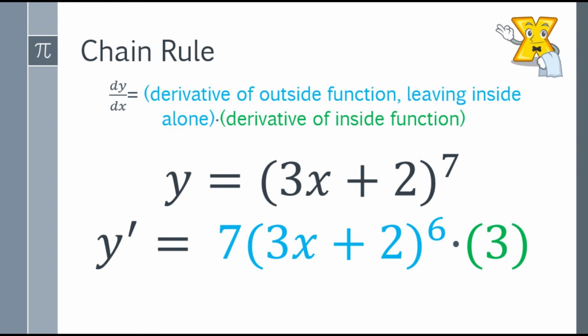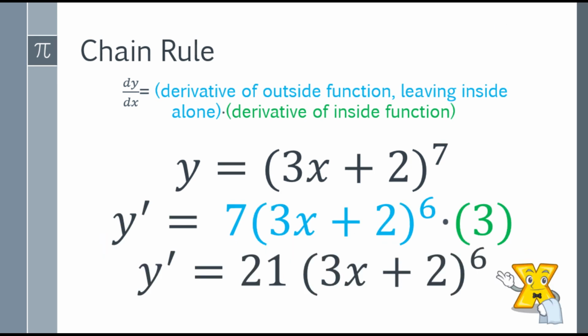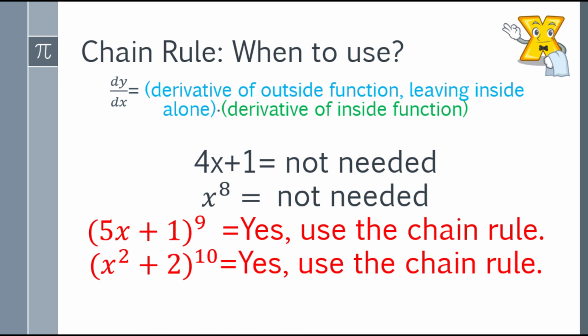Ano bang derivative ng 3x plus 2? That will be 3. So, to simplify, 7 times 3 is 21. Tapos, yung 3x plus 2 to the 6th power. And that's the answer. Kaso, kailan ba natin gagamitin ang chain rule?